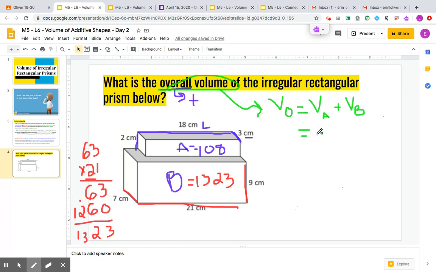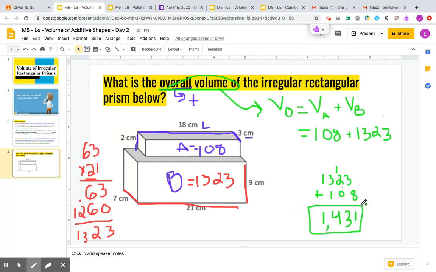Now let's find it. A was 108. B was way bigger. It was 1,323. So when I add those together, I'm going to get an overall volume of, hold on, 8 plus 3 is 8, 9, 10, 11. 2 plus 1 is 3. 3 plus 1 is 4. And 1 plus 0 is 1. 1,431. But remember, we need our unit. Our unit is going to be centimeters cubed.